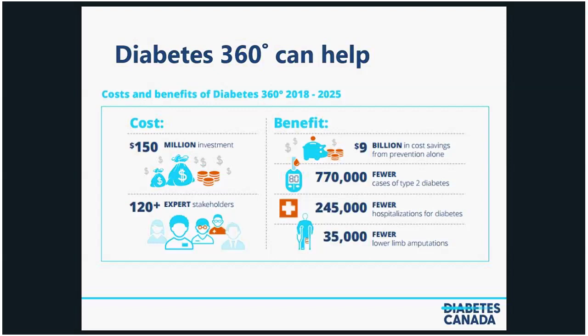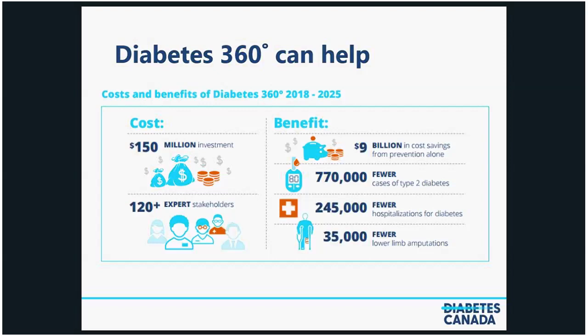There will be 245,000 fewer hospitalizations, each of which cost about $6,000 on average. So a sizable cost savings there, as well as a big improvement to human health. And 35,000 fewer lower limb amputations. So it's almost a no-brainer, honestly.